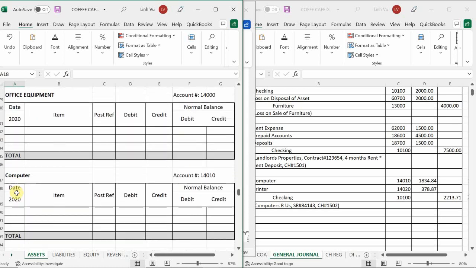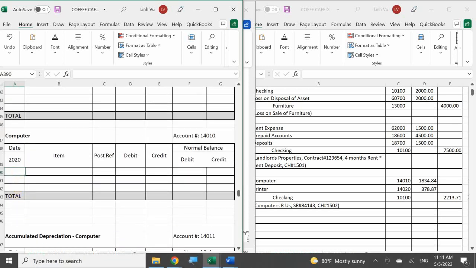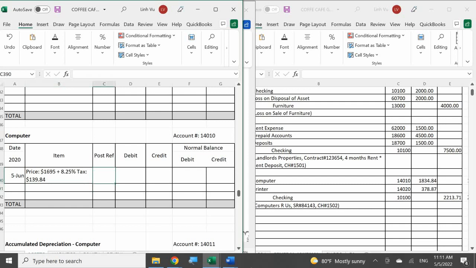Okay, so office equipment, here it is. I bought a computer, right? The computer. So you could say the price was $16.95 plus 8.25% tax, which gave you a total of $139.84, right? So you know how much the item is plus the tax.